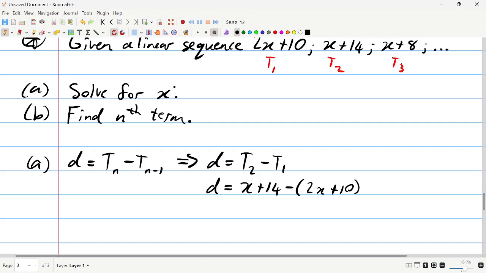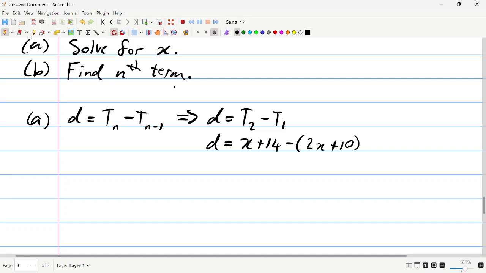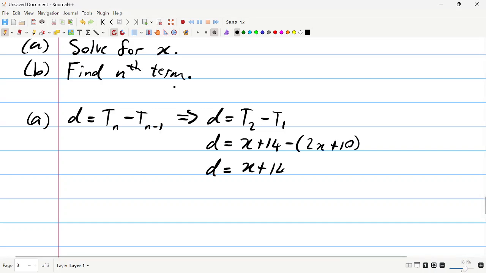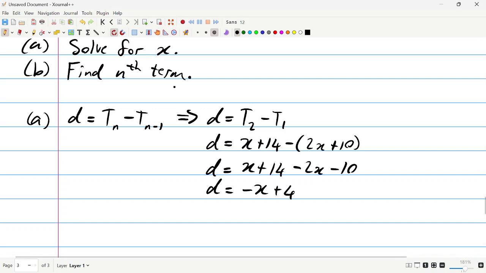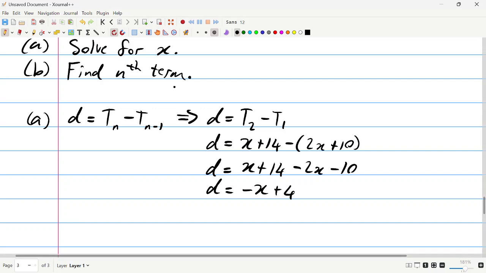But here's an issue, right? Let's first simplify it as much as possible. So x plus 14 minus 2x minus 10, because we're taking the negative in, and then d is just going to be equal to minus x, and then 14 minus 10, which is just positive 4. So minus x plus 4. But the issue is this. We're not solving for x if we're doing it in this way.